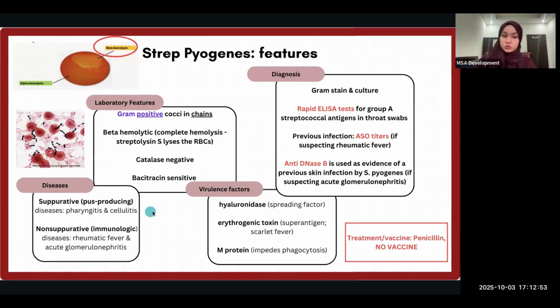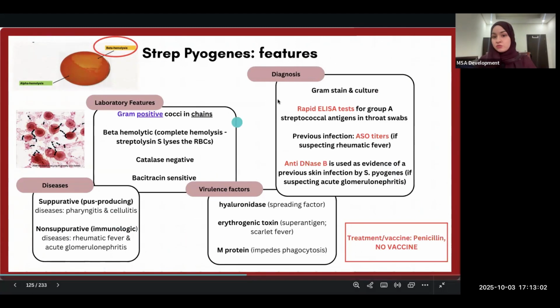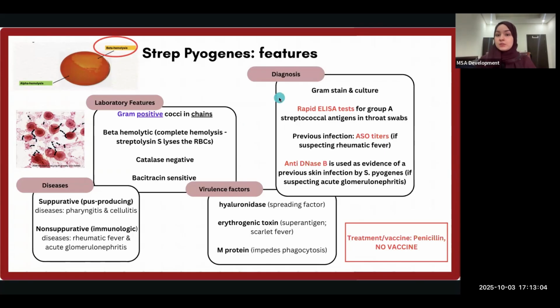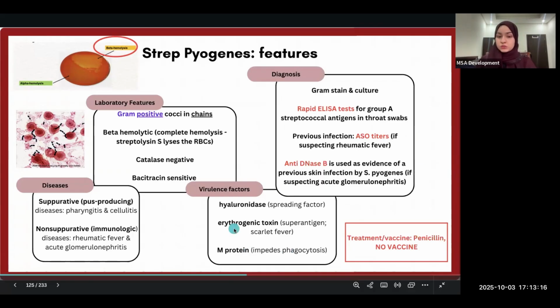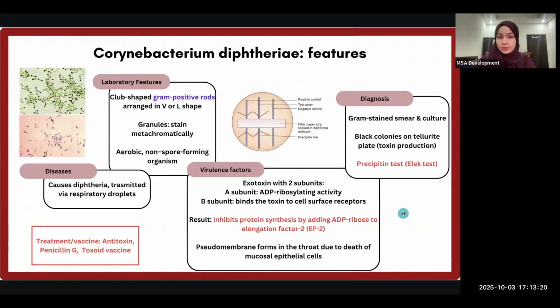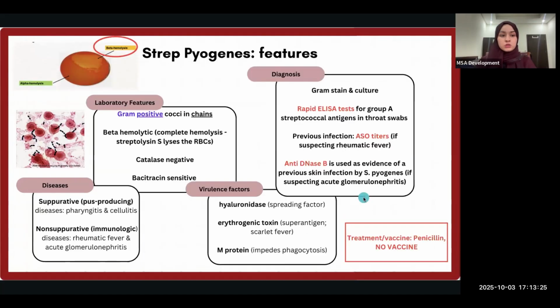It can either be suppurative, which is producing pus, and then non-suppurative. These are mostly like immunologic diseases. And then for diagnosis, the quickest way is a rapid ELISA test for the group A antigens. And then ASO titers for previous infections. And these are some virulence factors. Just know them.